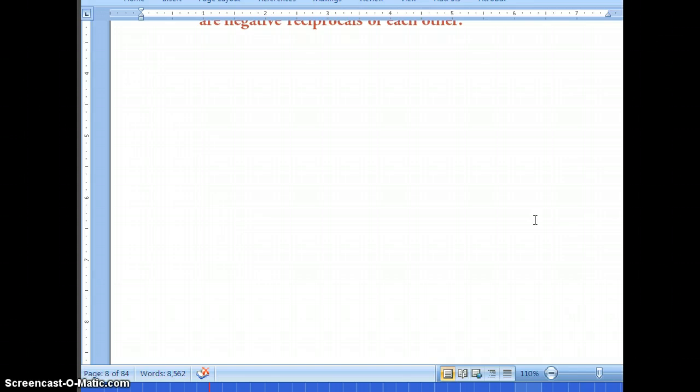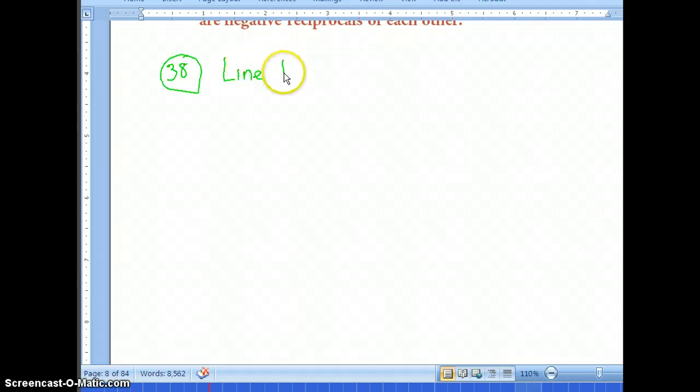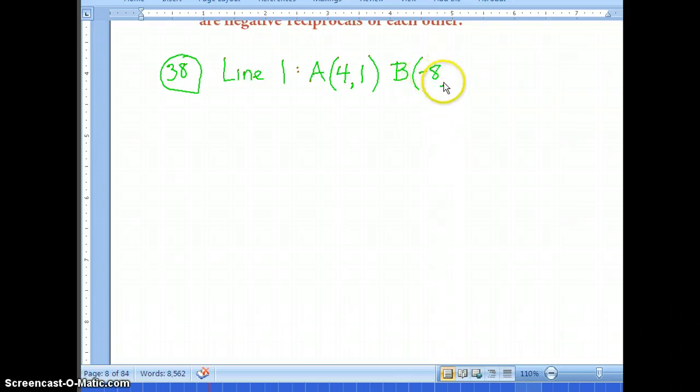And so line 1 has the following coordinates. I'm going to put this up here, number 38. Line 1 has point A. One thing about these videos, if you go too fast with the pen, there's a little bit of a problem. So I've got to write a little bit slower. Point A is coordinates 4, 1. And B is coordinates -8 and 6.